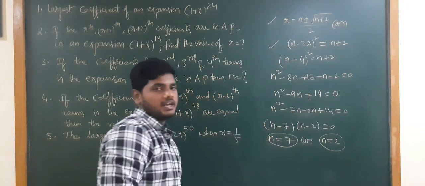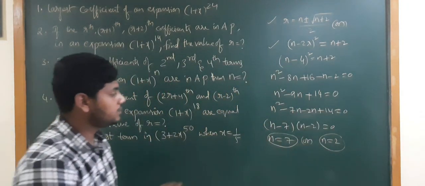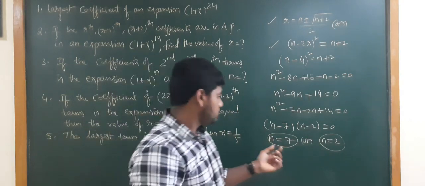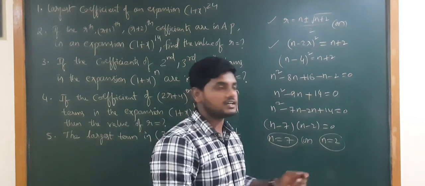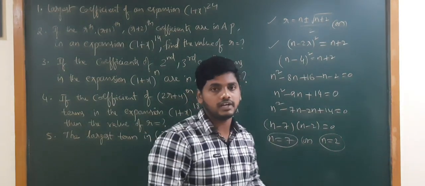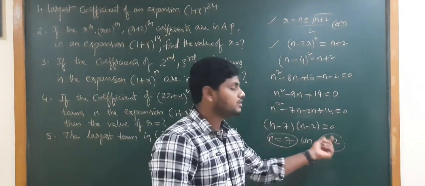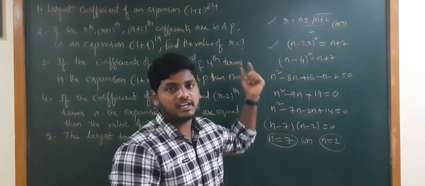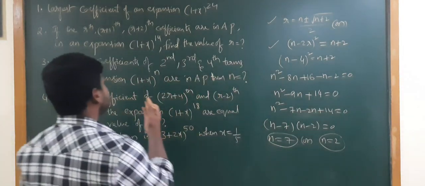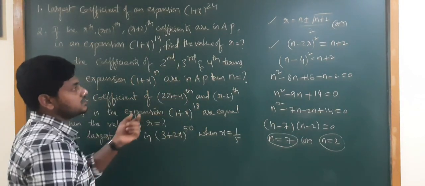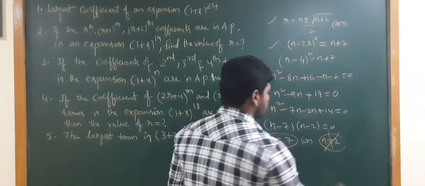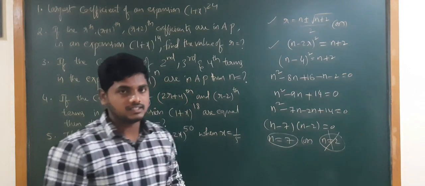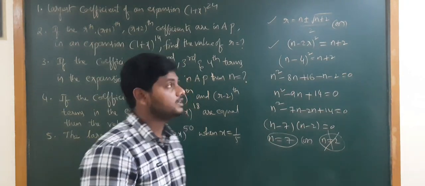So we got two values. Are both correct, or only n equal to 7, or n equal to 2? How to identify? Here n equal to 2 means the power index is only 2, but they are telling us 3 terms are there. Since we need 3 terms, n equal to 2 is wrong. So the value of n is 7. Like this we need to find.